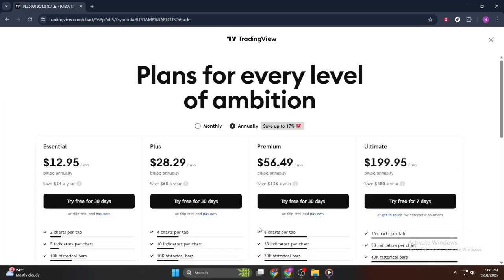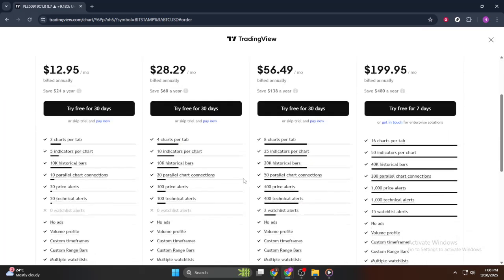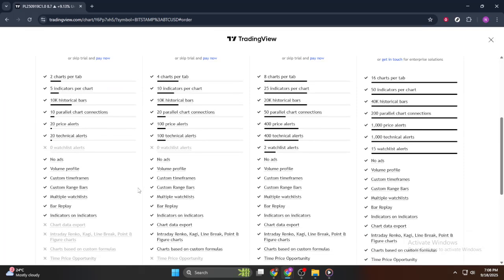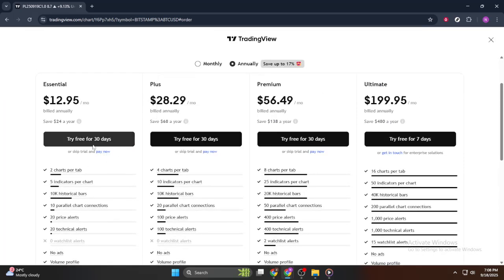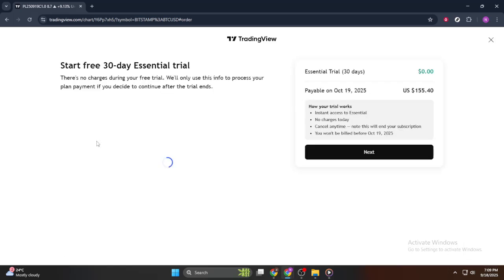Find the option labeled Buy Real-Time Data. This is your gateway to receiving live updates and accurate market information. By subscribing to this feature, you'll no longer be in the dark about sudden market shifts, which is crucial for anyone serious about trading. If you're hesitant about committing right away, TradingView offers a free trial period.